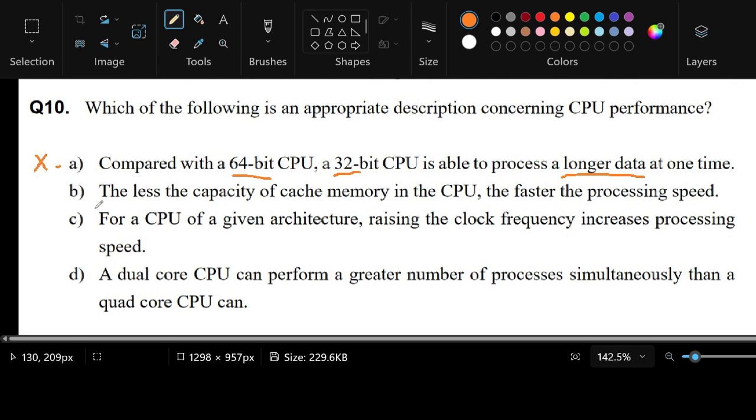For letter B, we have something about the cache memory, and it's saying that the less the capacity of the cache memory, the faster the processing speed. But we know that what you want is to have more capacity for cache memory.